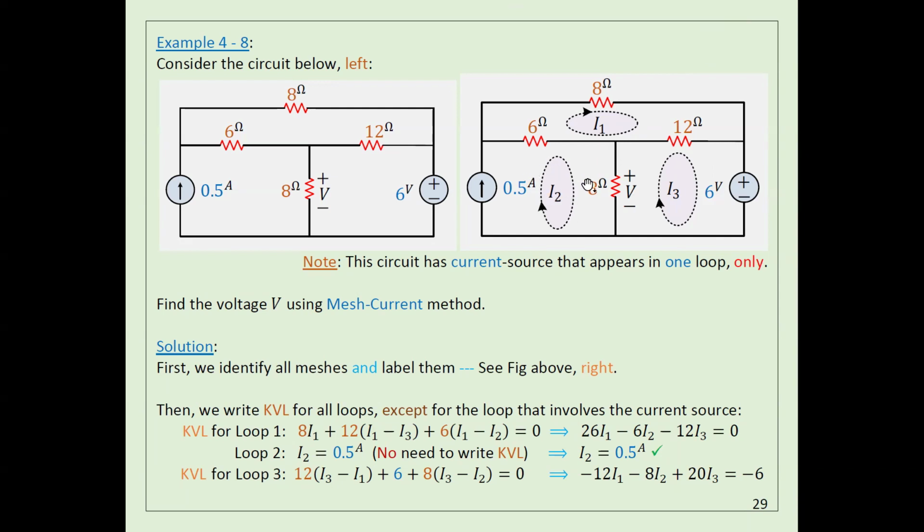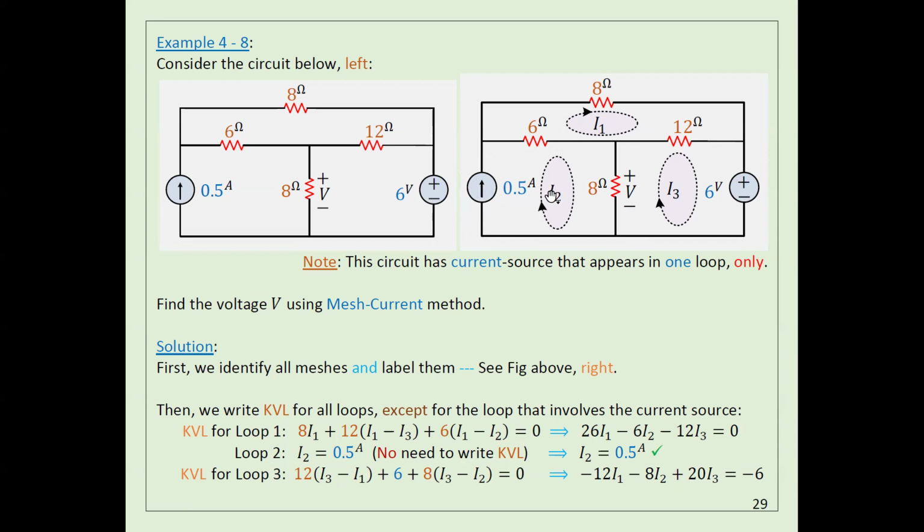However, I can calculate I2 easily without even the need for an equation. I'm going to tell you why. Let's start with I2. The current here is I2 minus I1, the current here is I2 minus I3, but the current here is just I2, and it's already given to me, it's 0.5. So that means I2 is not unknown, because the current here is I2, okay? And I know this one is 0.5, so from this loop I can say I2 is equal to 0.5. That means I don't need three equations, so having a current source here makes it easier.